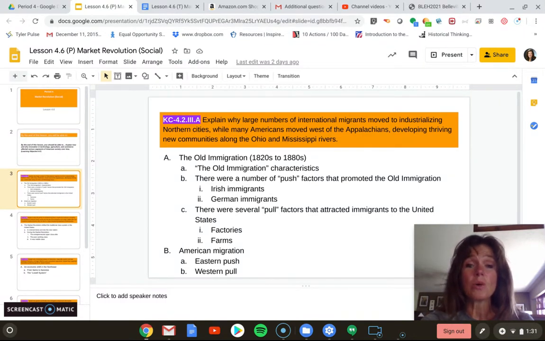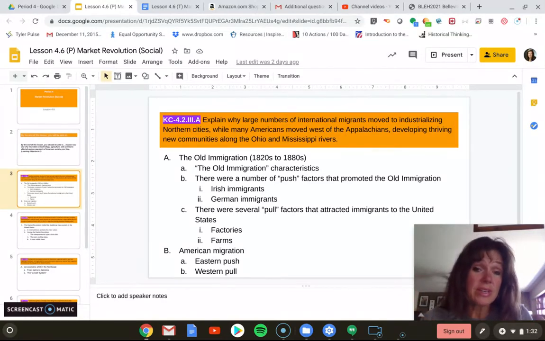They settled mostly in northern industrial cities. The Germans were not so much starved out, but they were pushed because of religious and political persecution. Germany was not yet a unified nation, so there was a lot of chaos. So it wasn't as drastic as the potato famine, but there were German immigrants that were pushed because of this religious and political persecution.